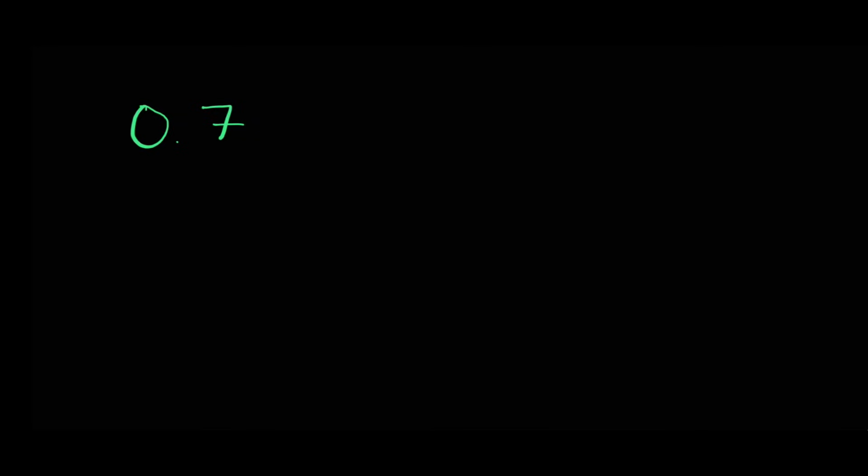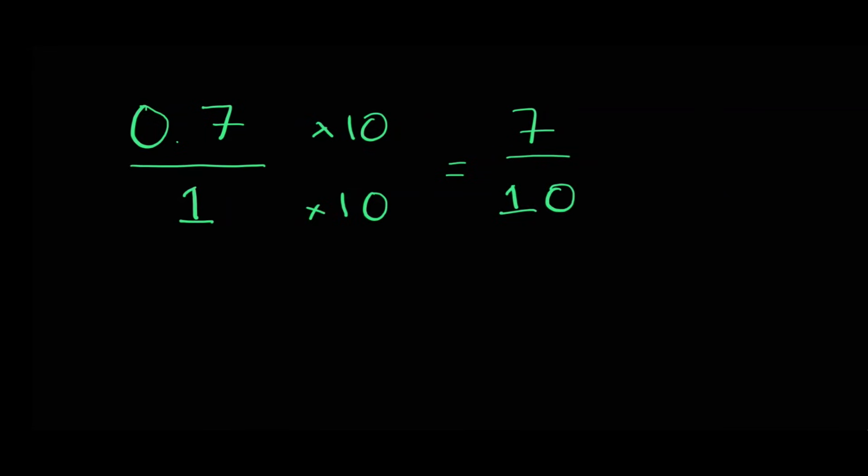Alright, here's another one. What's 0.7 as a fraction? Well, we can write it as 0.7 over 1, and because there's only one decimal place, we can turn it into a fraction with whole numbers by multiplying the top and the bottom by 10. And that turns it into 7 over 10. There is actually no common factor that these are both divisible by, so 7 over 10 is the final answer.